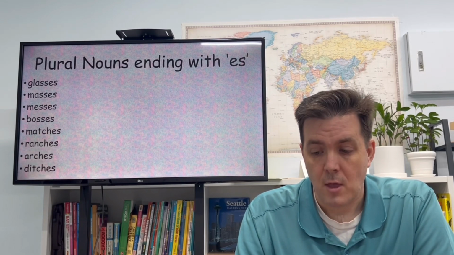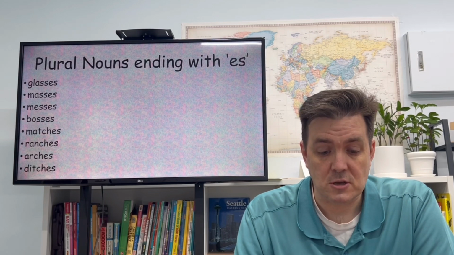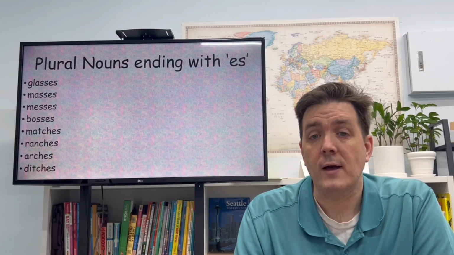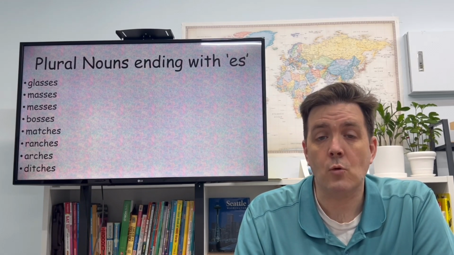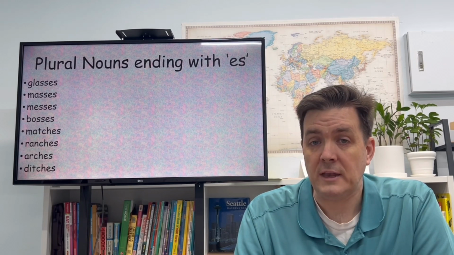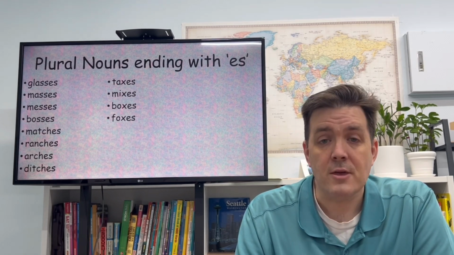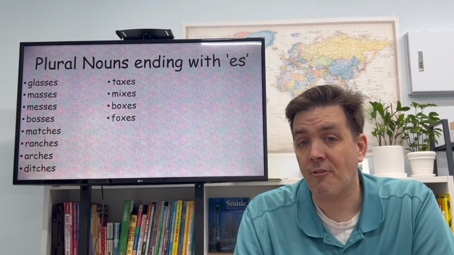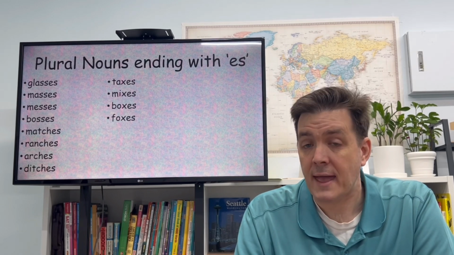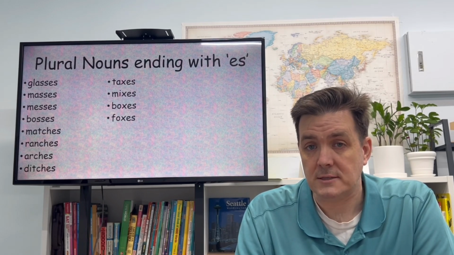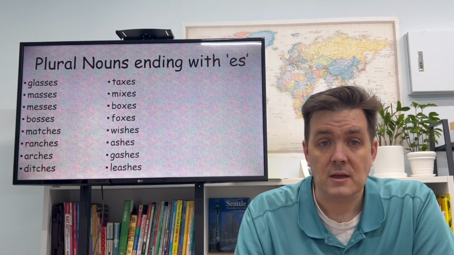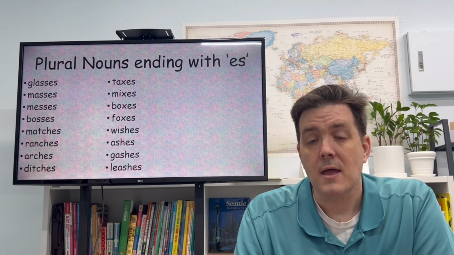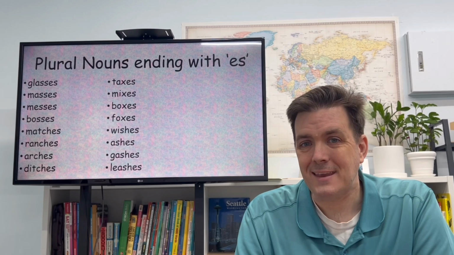Here are four more. Matches, ranches, arches, and ditches. Four of these also have a CH. So if you end a word with CH, to make it plural, put an ES at the end. Then we have taxes, mixes, boxes, and foxes. If you have a noun that ends in X, put an ES. Wishes, ashes, gashes, and leashes. SH words, once again, add ES.